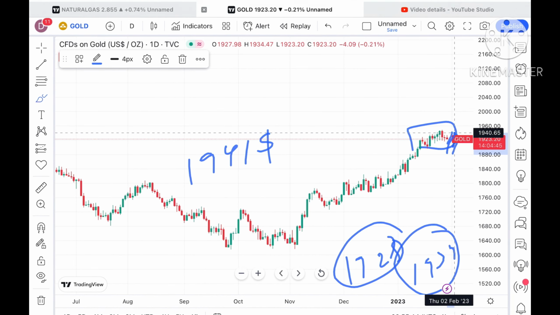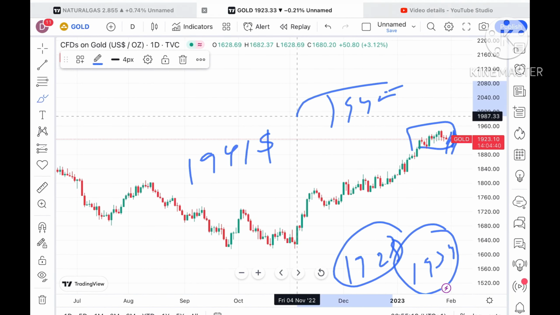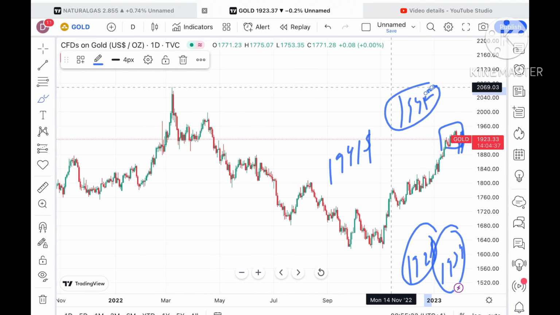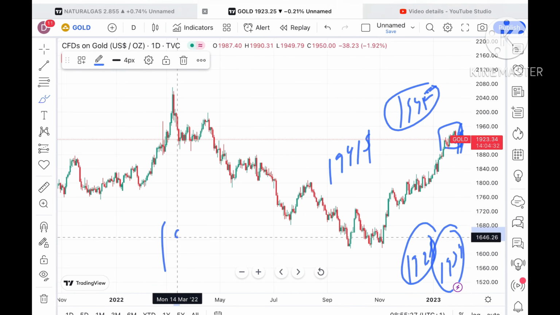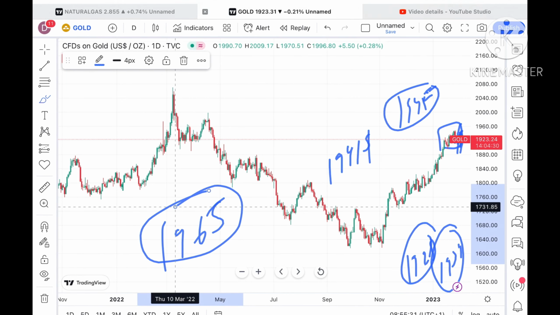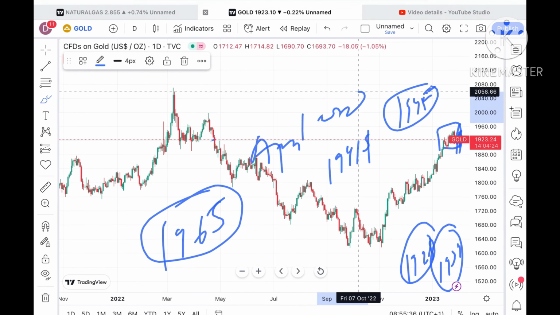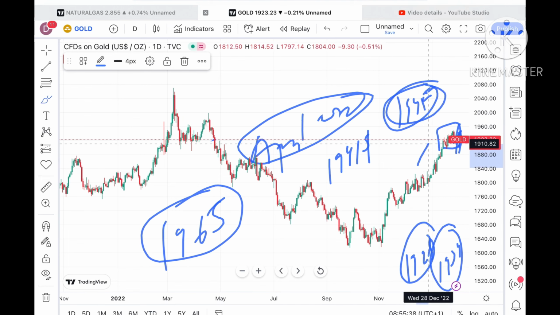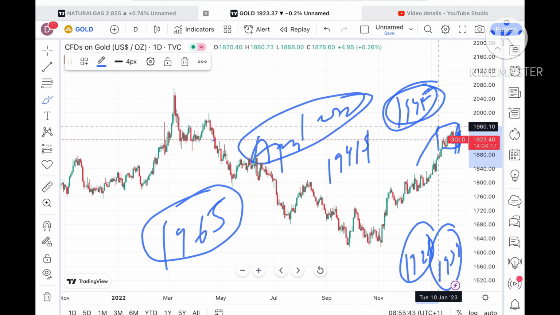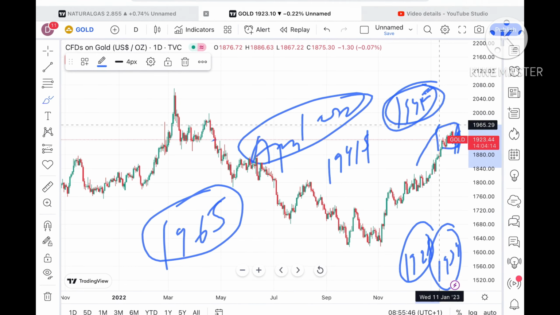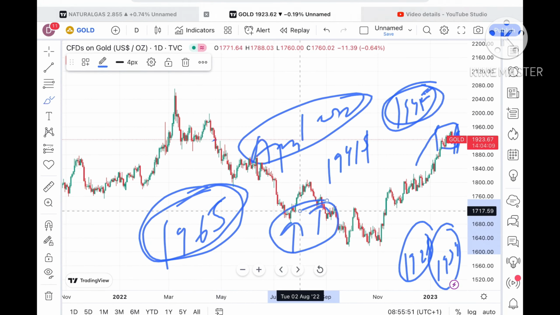Suppose the price sustains above 1941, then we can see it cross a level of around 1945, which is a weak resistance. So you have to keep that in mind. Once it goes above 1945, we can see it go towards a level of around $1965, because we have not seen this level since April of 2022. So if this level sustains, we can see it go towards around 1952 to 1960, and then from there a level of $1965. Okay, and once it sustains that level, then we can see it go further upside.